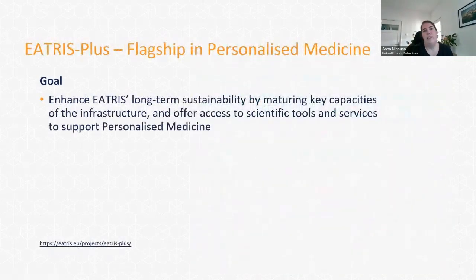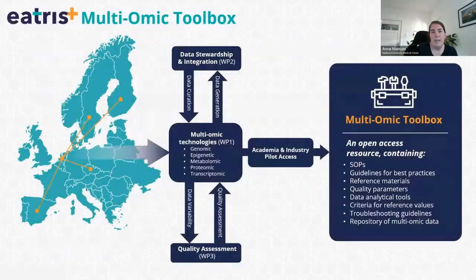So today I'm mainly focusing on the European IATRIS Plus project, in which we are involved as well. And this project aims to support personalized medicine by development of IATRIS infrastructure and offering access to scientific tools. The IATRIS Plus consortium consists of 20 partners, including 14 IATRIS national nodes. And the main outcome of IATRIS Plus will be the multi-omic toolbox.